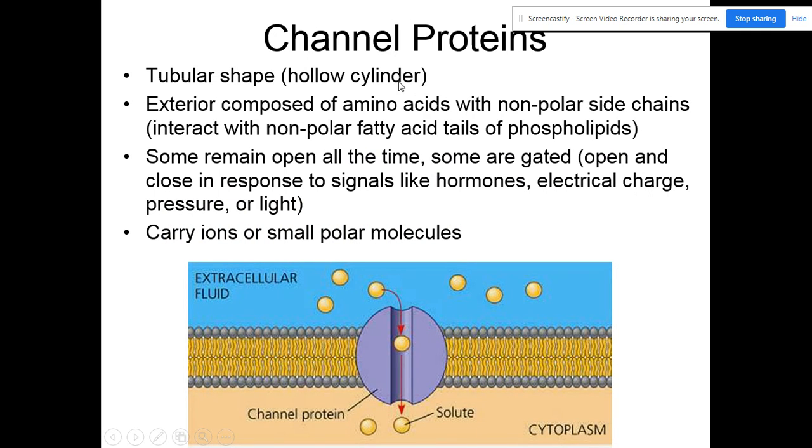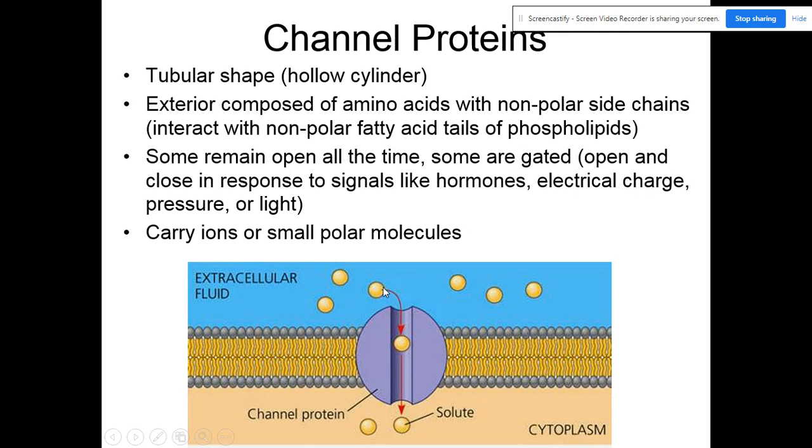The channel proteins are more for the ions or small polar molecules. Again, it's because the interior is non-polar, so these things can't get by here. They're not attracted to the interior. If something's small, it can squeeze by. Even water, which is a polar molecule, can squeeze by. Oxygen and CO2 are non-polar and small enough to squeeze by, but even non-polar molecules that are bigger require a carrier protein or a channel protein.